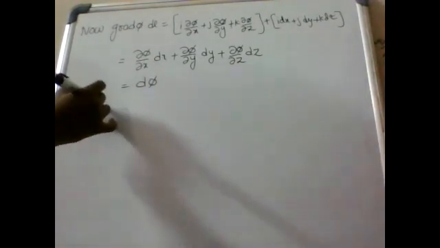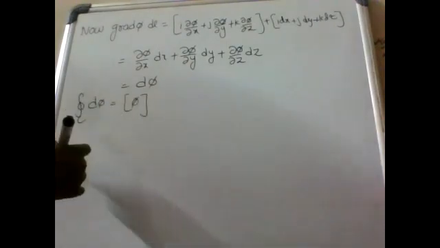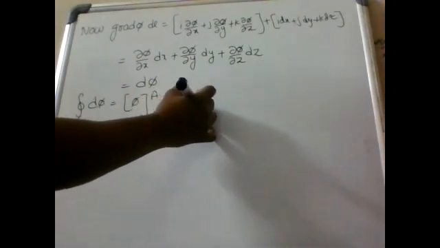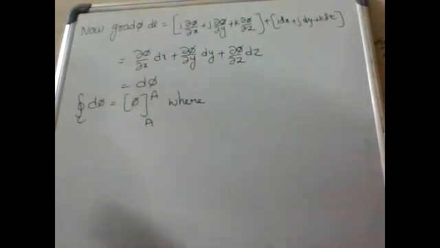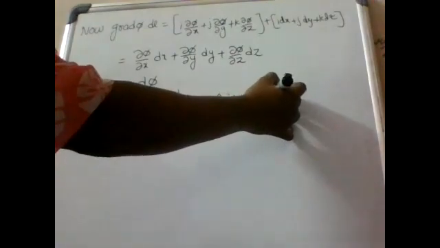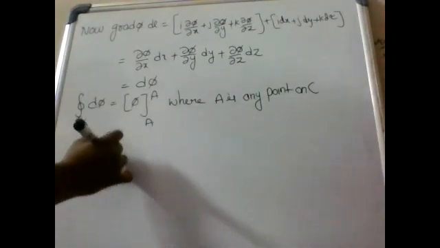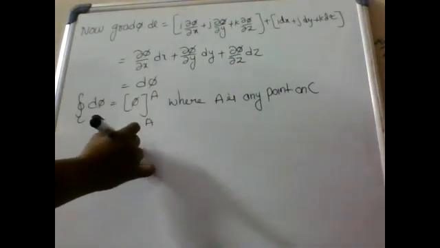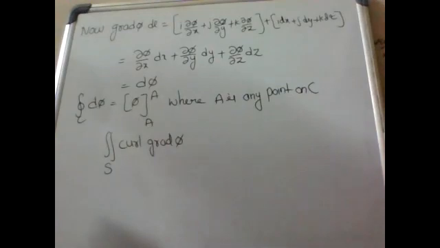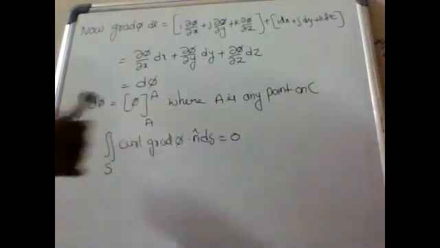So line integral d phi equal to phi with limits a to a, where a is any point on C. Surface integration curl gradient phi dot n cap into dS equal to 0.